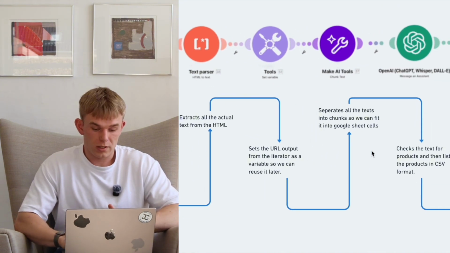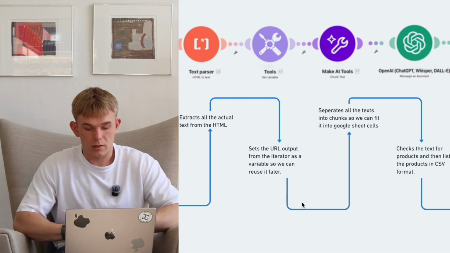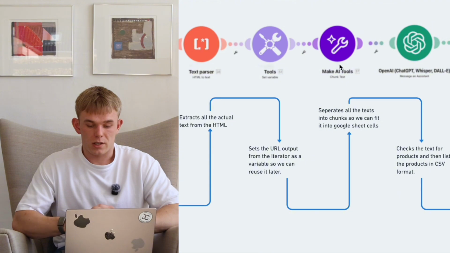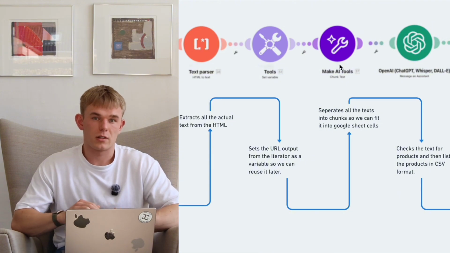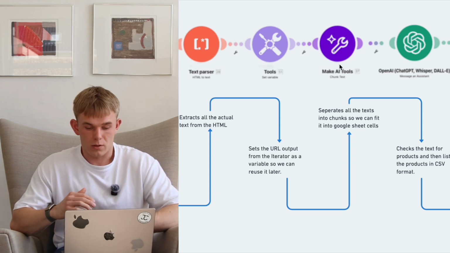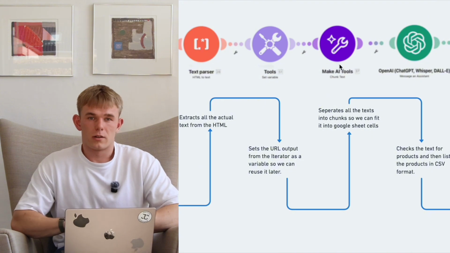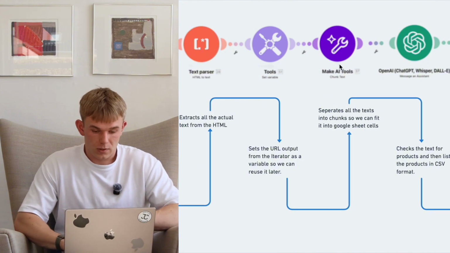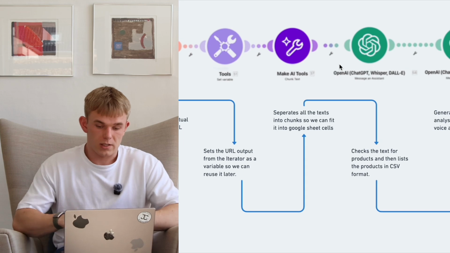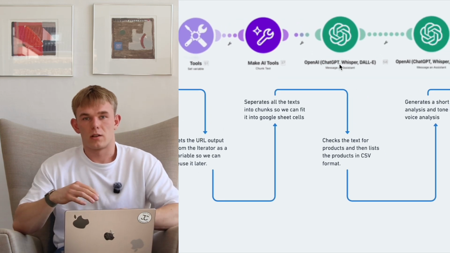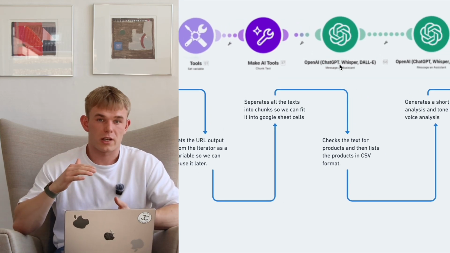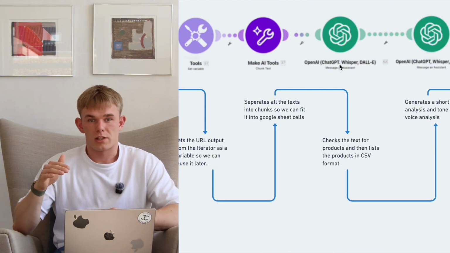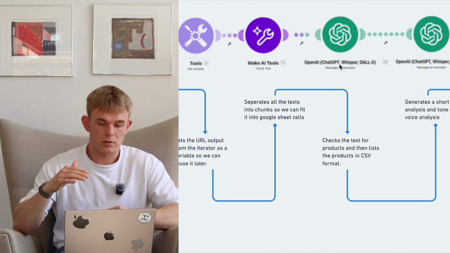Then we separate the text with the Make AI tool chunk text module. We separate all the text into chunks so we can fit it into the Google Sheets cells, because in a Google Sheets cell you can only fit up to 5,000 characters. So we want to chunk that up. How we structure this is that you have a maximum of 5,000 characters in a cell, and once that limit is reached, you add a new row.